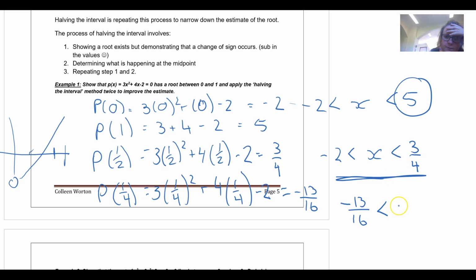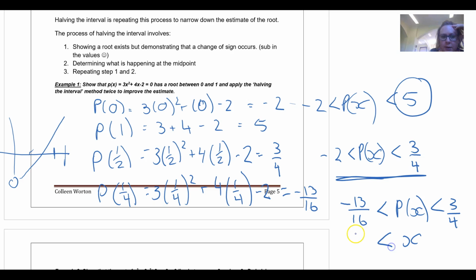So I know there's a root between minus 13 on 16 and, this should be P of X, and 3/4, because they're the Y values. So I know that the X value is between 1/4 and a half. There's a root.